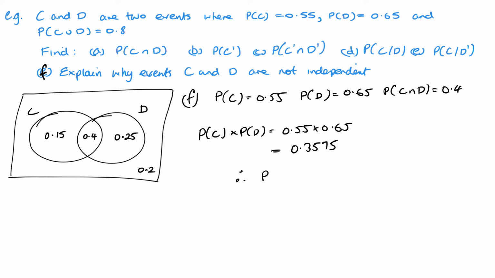So therefore, probability of C intersection D does not equal the probability of C multiplied by the probability of D. So not independent. Okay, and job done. Now it's your turn.